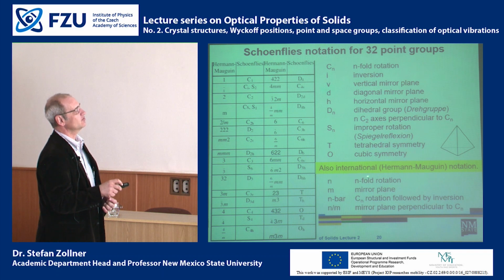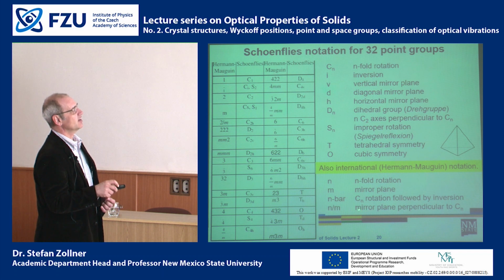There's also another system which is called the international notation to describe crystal symmetries, and here the letter N is simply an n-fold rotation. M is a mirror plane. If I have an N with a bar on top of it, then that's a rotation followed by an inversion. And N over M, written as a fraction, is a mirror plane which is perpendicular to the n-fold rotational axis.